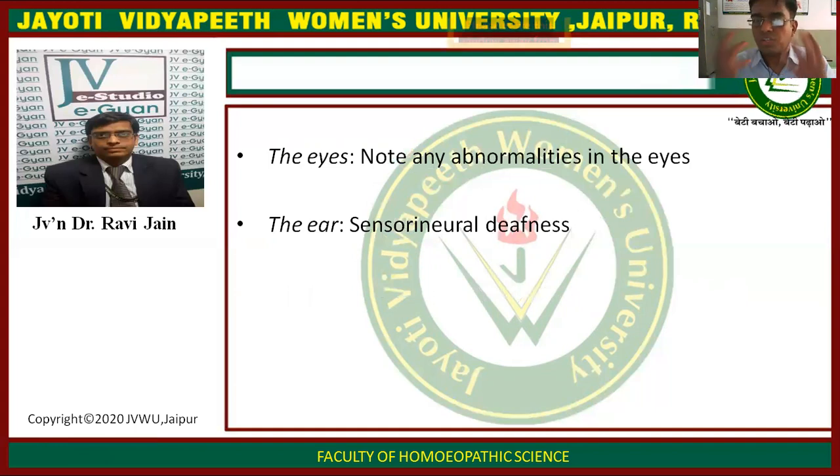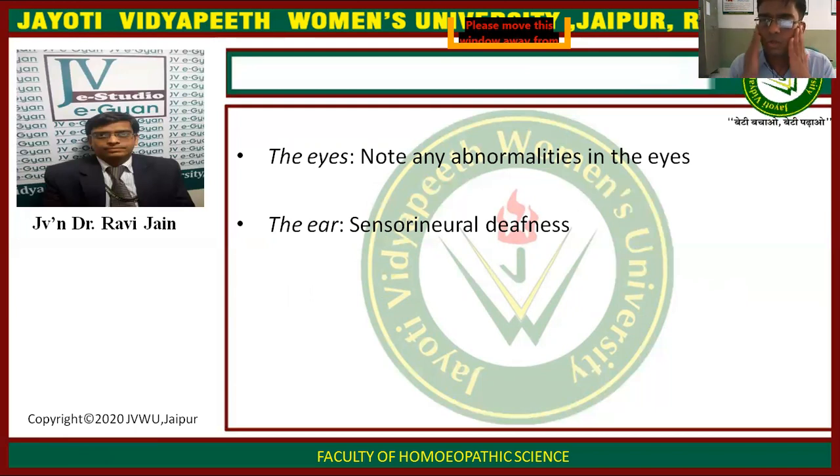In the eyes, you have to check whether the eyes are normal. In the ear, you have to check for sensorineural deafness. You check this by doing the Weber's test and Rinne's test, which we are going to discuss in the nervous system examination. So, in the general physical examination, you are looking at the patient from head to toe.